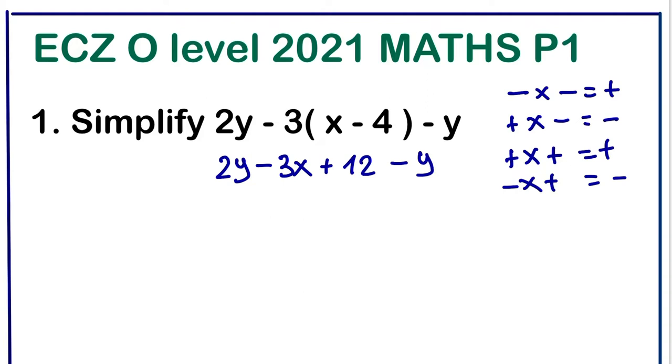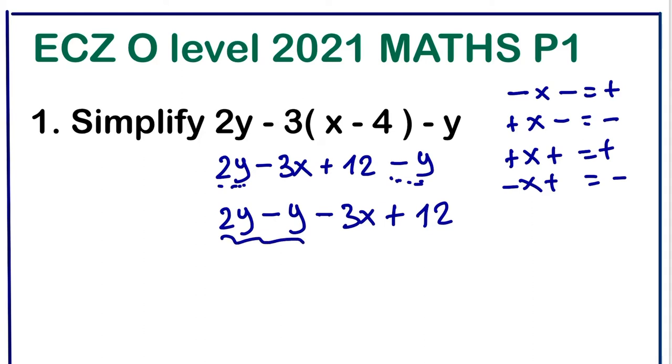Minus y. Next, we have to simplify like terms together. We can see that we have like terms, we have 2y and minus y. So this will give us 2y minus y minus 3x plus 12. 2y minus y is simply y, so we have y minus 3x plus 12. This is our answer for question 1.